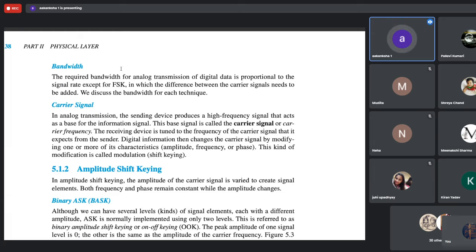क्योंकि हमें जो एनालॉग सिग्नल भेजना है उसमें अगर हम एम्पलीट्यूड का मॉड्यूलेशन करते हैं तो सिग्नल रेट विल बी, and the bandwidth will be proportional to the signal rate. Now, in which the difference between the carrier signals needs to be added. So basically, what is the bandwidth? Bandwidth is the highest frequency minus the lowest frequency.